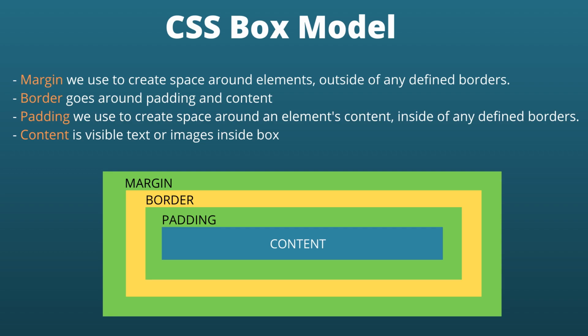And that box contains margins, borders, padding, and content. So let's see the meaning of these parts. Margins we use to create space around elements outside of any defined borders. Border goes around padding and content. Padding we use to create space around element's content inside of any defined borders, and content is visible text or images inside the box.